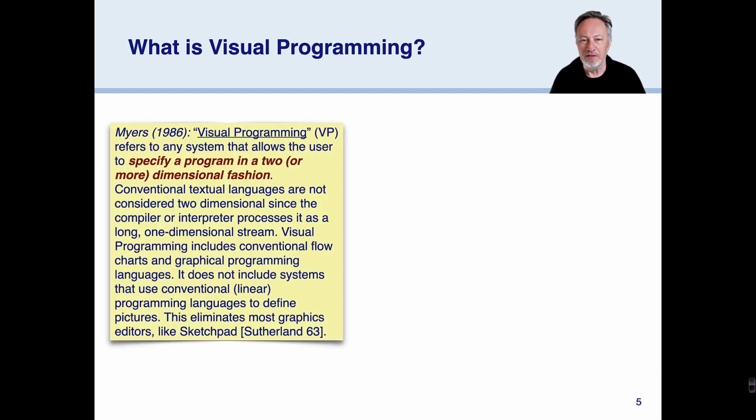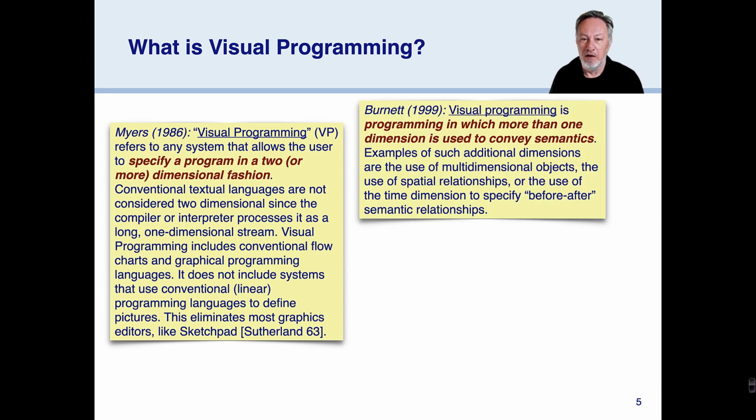So what exactly is visual programming? I pulled out three definitions here. They don't give us a great deal of insight, however. So a very old definition from Myers basically says that in visual programming, you specify a program in 2 or more dimensions. Fine. Burnett in 1999 says visual programming is programming in which more than one dimension is used to convey semantics.